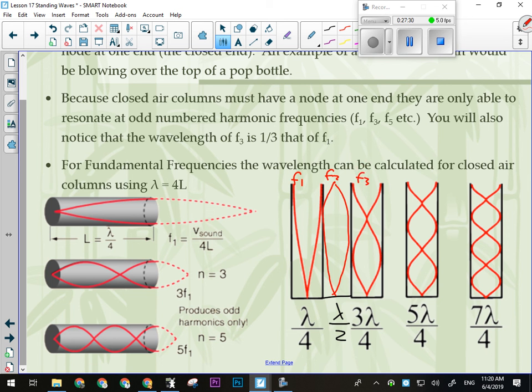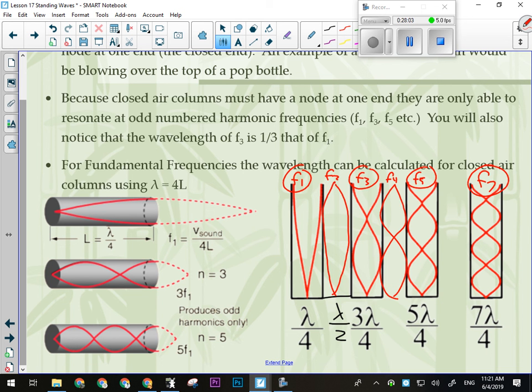Okay, this would be F3. This would be F4. At F4, I'd have this in there. Right? I'd have one full wavelength in the tube, but I got a node at the top, so I don't hear anything. Okay? I only hear sounds where an antinode is produced, and that is at odd numbered harmonics. Okay? F1, F3, F5, F7. At all the odd numbered harmonics, I get a sound.